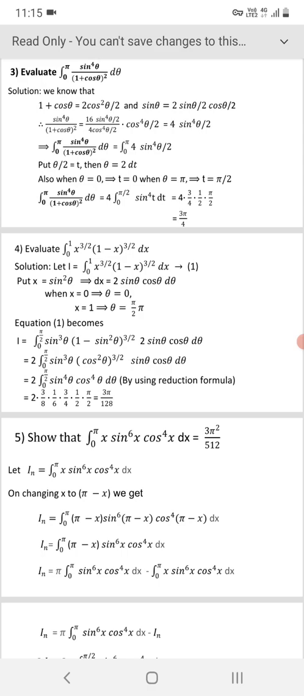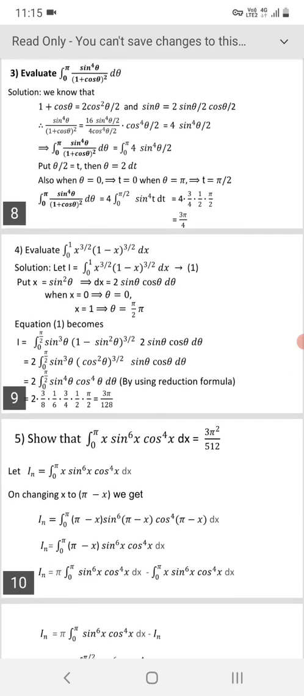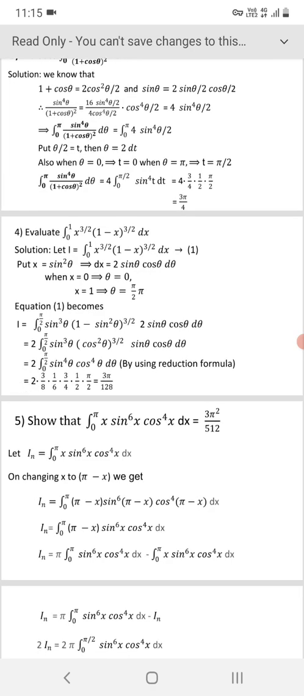Therefore, the value of this integration is nothing but 4 into 3 by 4 into 1 by 2 into 5 by 2. Total it becomes 3 pi by 4. Next, evaluate integral 0 to 1 x power 3 by 2 into (1 minus x) to the power of 3 by 2 into dx. Now we will take I equal to the given integral. Call it equation number 1.